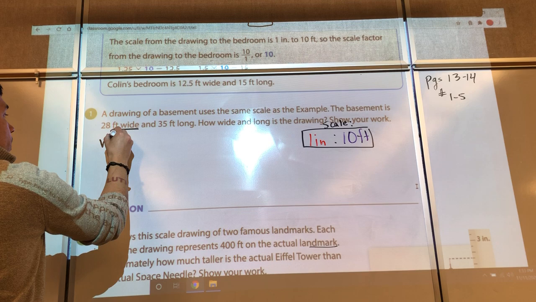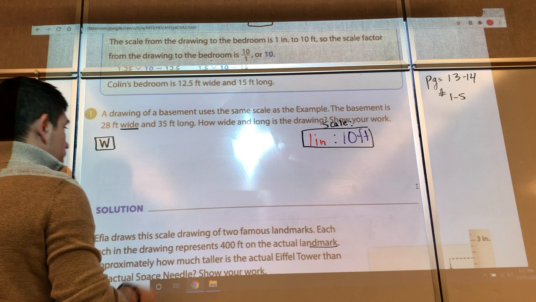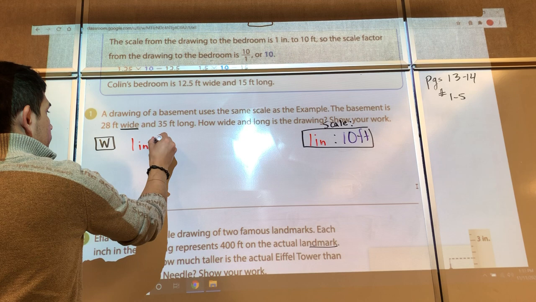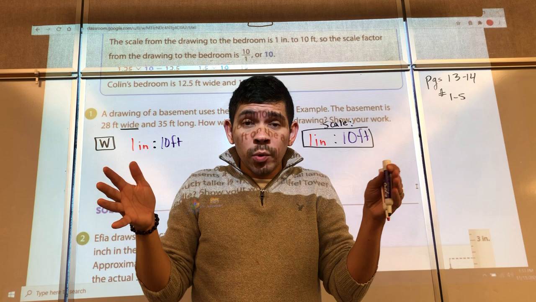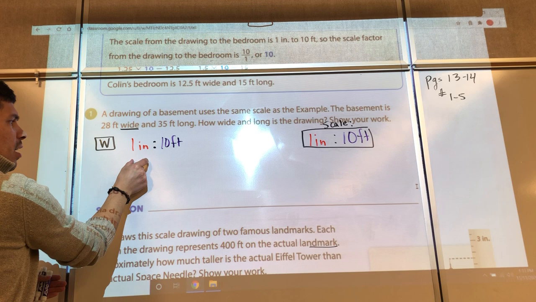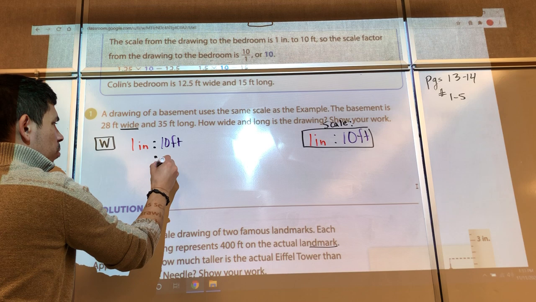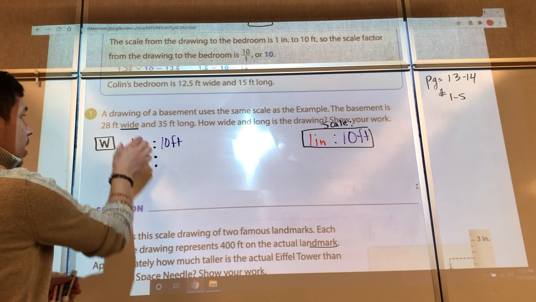We're always gonna start off with our scale that's given. So I'm gonna write down 1 inch, 10 feet. Okay, easy. Now, the width, the only information they're giving us is that the actual bedroom width is 28 feet. So we're gonna be writing 28 feet either here or here. Now, with your experience with math, where do you think we're gonna put it? Underneath inches or underneath feet? Well, hopefully you said underneath feet, because we're gonna line up our inches and our feet.